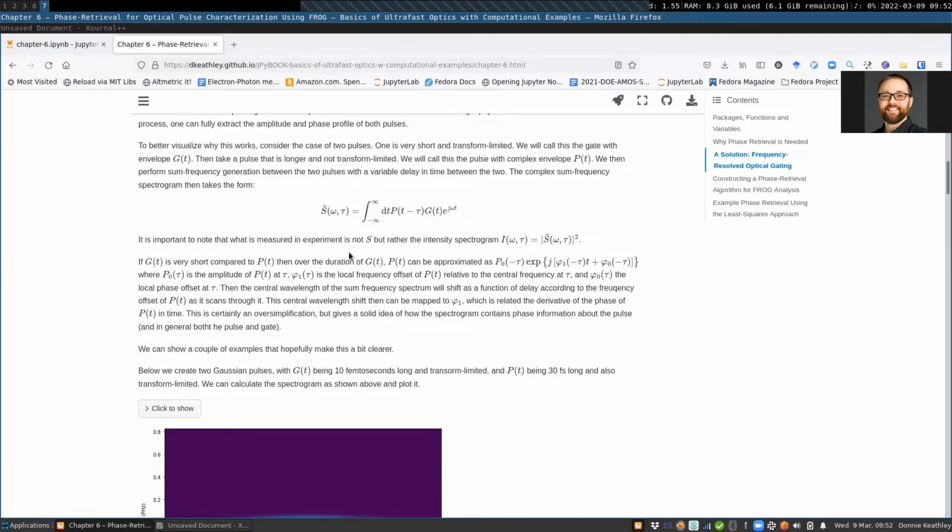And that's by doing a couple of things. First, we'll call this function here G. We're going to call that the gate from here on out, and that will just stay true. And here we're going to assume that this gate pulse, for the purposes of this demonstration, is transform limited, first of all, and secondly, much, much shorter than the duration of P, which we'll call our pulse that we want to measure, right? So we have a gate that is transform limited and much shorter than P.